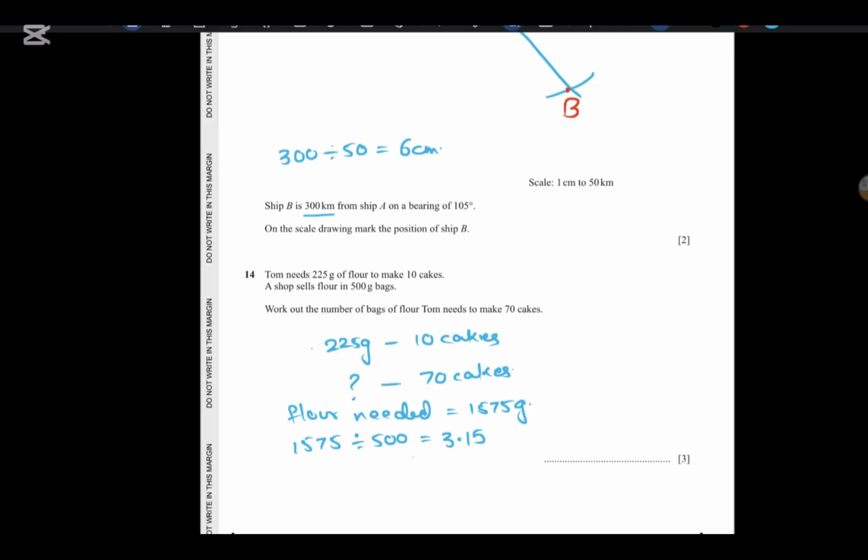15 grams is not left out. When we do the actual division, some remainder comes and that will be left out, and still we have a decimal here. So that means for that again she has to buy one more bag, so it has to be 4 bags. So 4 bags are needed. Question number 14 is done.